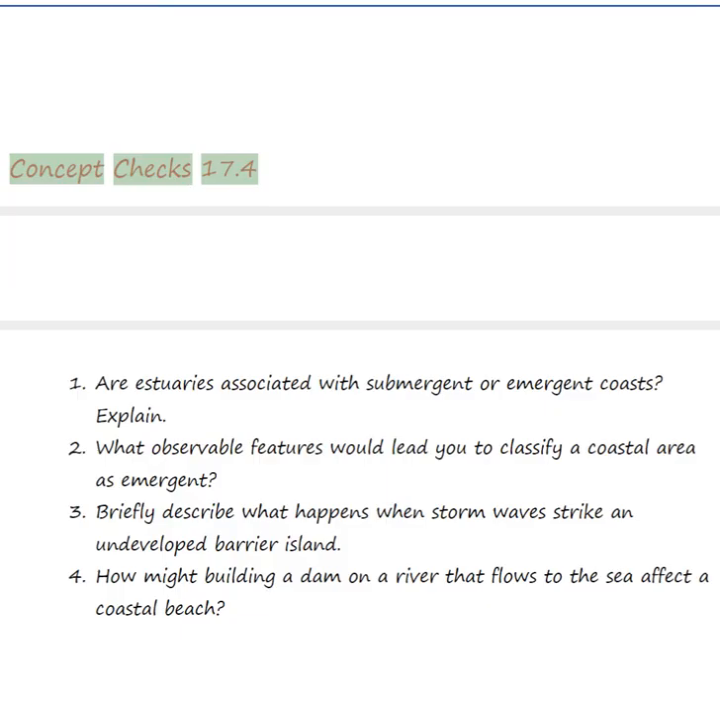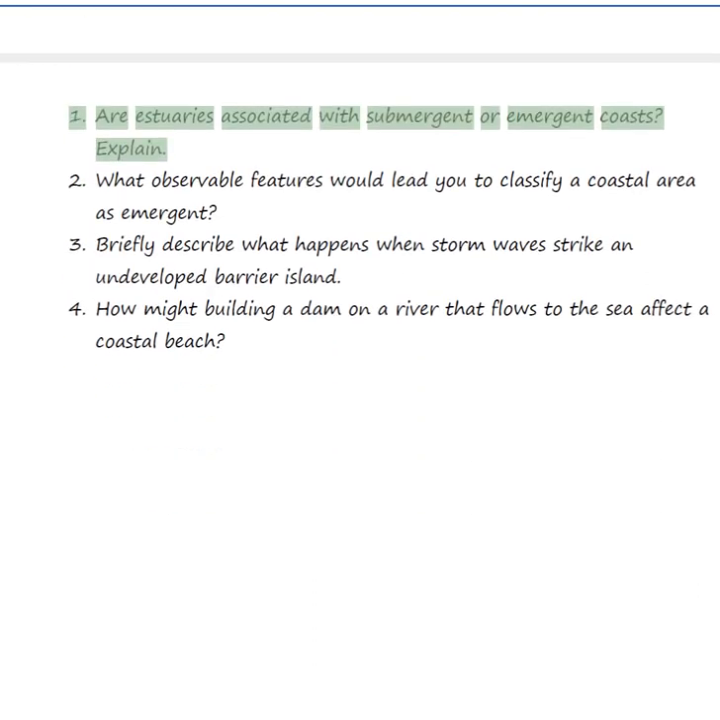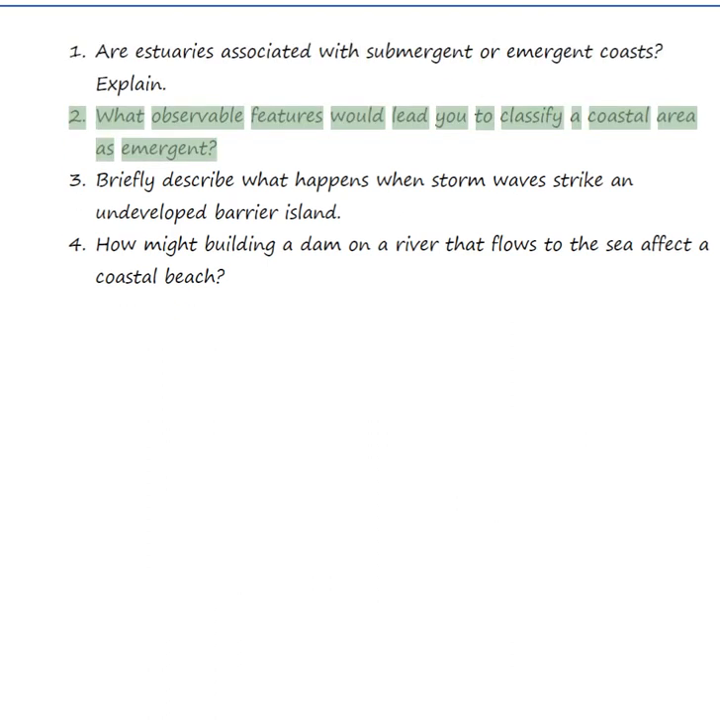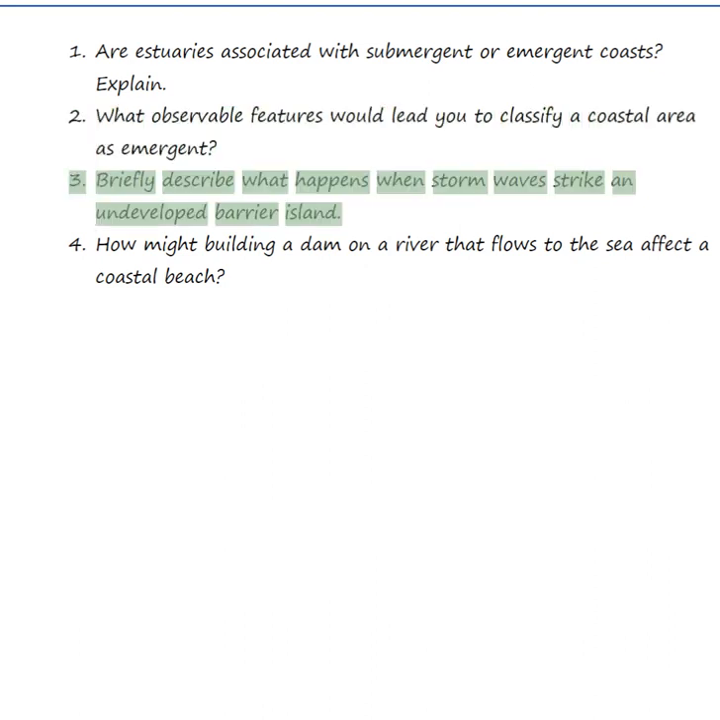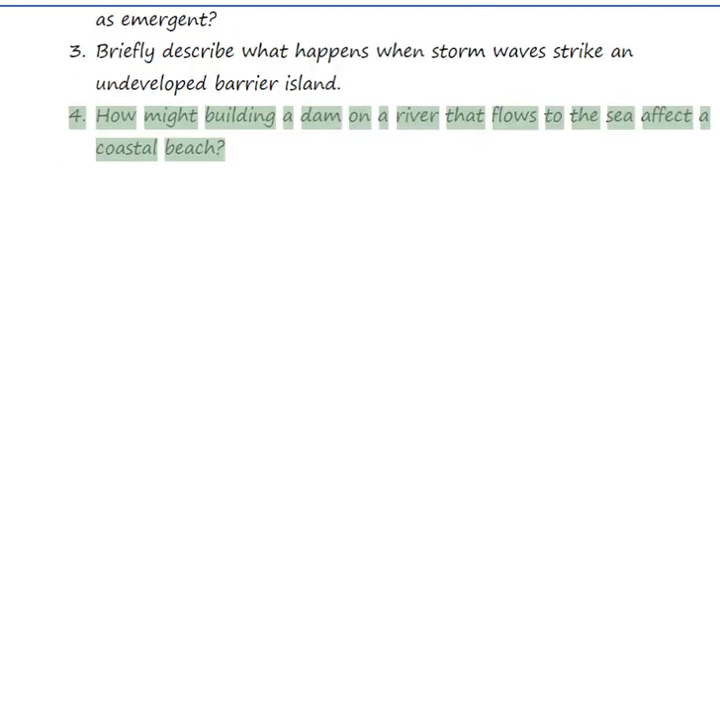Concept check 17.4. 1. Are estuaries associated with submergent or emergent coasts? Explain. 2. What observable features would lead you to classify a coastal area as emergent? 3. Briefly describe what happens when storm waves strike an undeveloped barrier island. 4. How might building a dam on a river that flows to the sea affect a coastal beach?